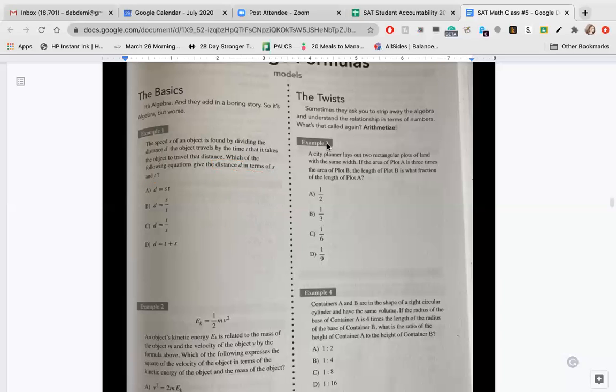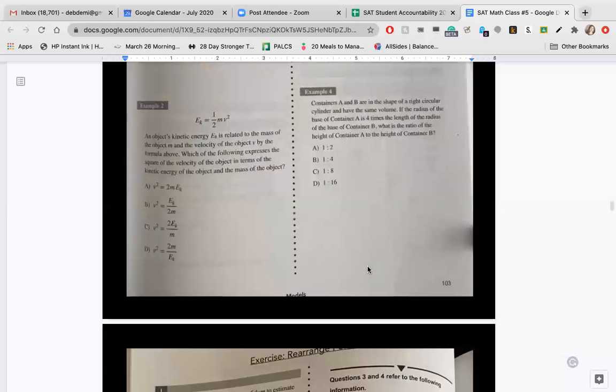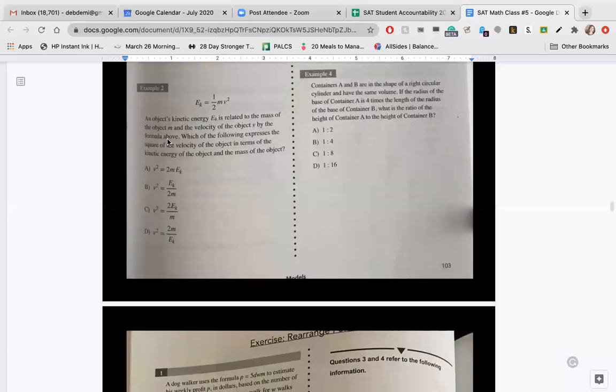Okay, next one, cranking it up a little bit. Now, do you see all the words to this problem? Blah, blah, blah. But at the very last thing, it says, which of the following expresses the square of the velocity of the object in terms of the kinetic energy of the object? So it has a lot of words to say solve for v squared. So go ahead, solve that one for v squared, put the other variables in your answer. Go. These are like free the v squared. They're the best.